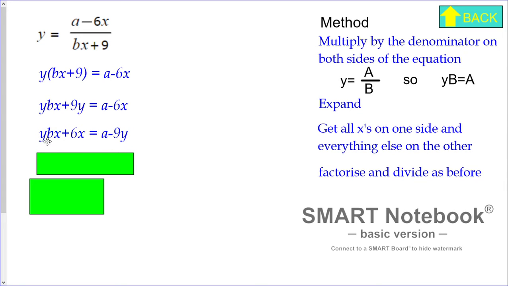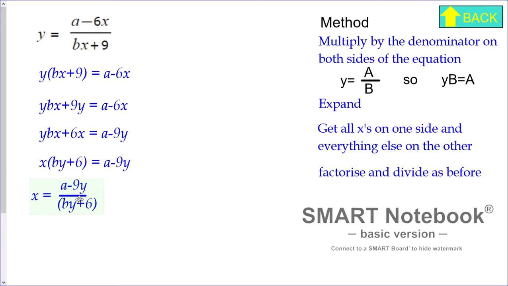Here it is. Now we factorize the x. So x times yb plus 6, that is factorizing out the x. And the last step is to divide by whatever the coefficient of x is. So in this case, we're going to divide by yb plus 6. And here's the end result: a minus 9y divided by yb plus 6.